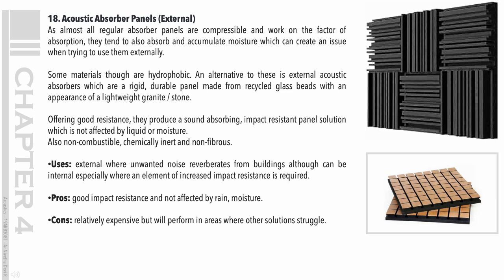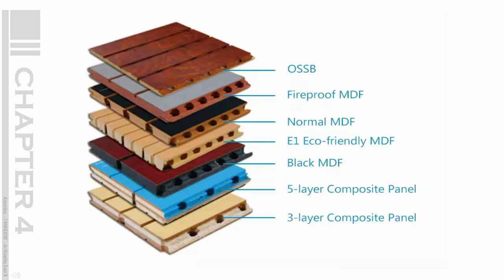Uses: external where unwanted noise reverberates from buildings, although can be internal, especially where an element of increased impact resistance is required. Pros: good impact resistance and not affected by rain, moisture. Cons: relatively expensive but will perform in areas where other solutions struggle. Few examples of acoustical materials.